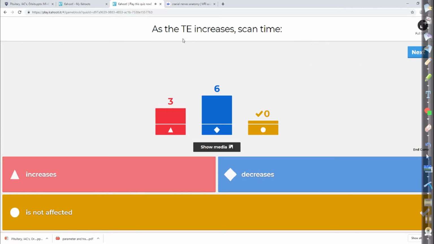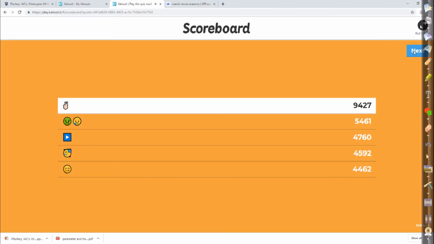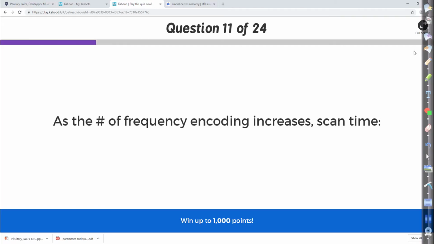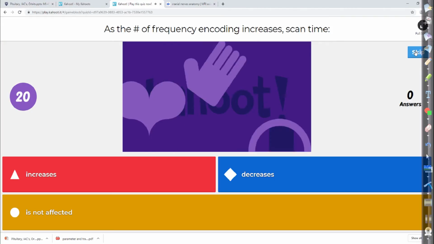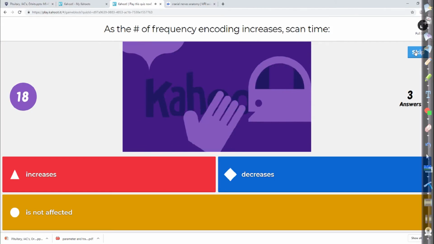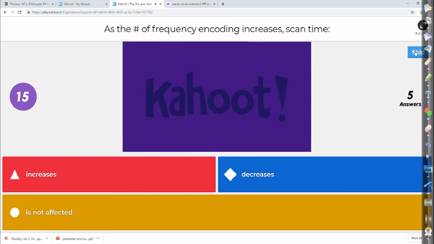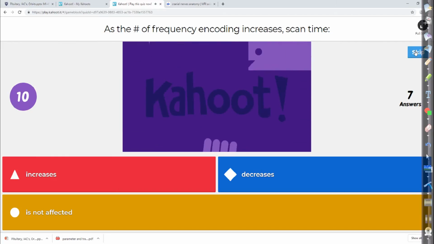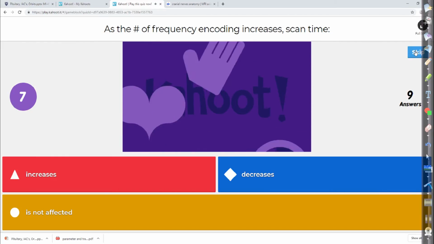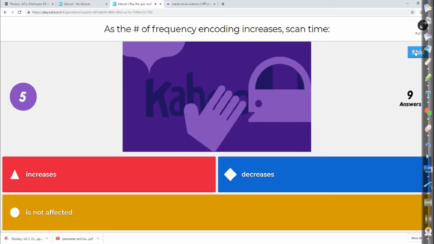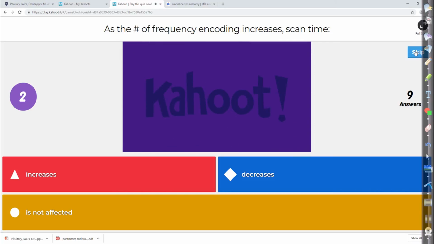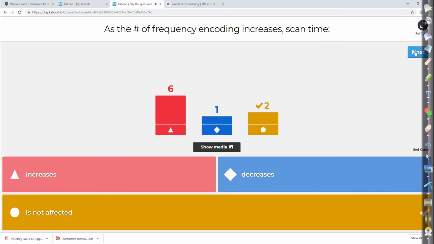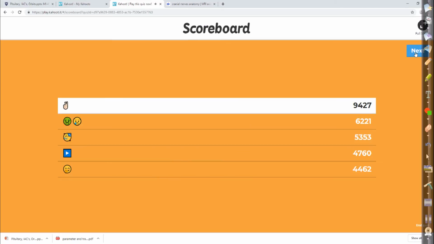Not affected. D is not part of the scan time equation. Trick questions come in. Somebody gave up. Once again, number of frequency encodings, not part of the scan time equation.